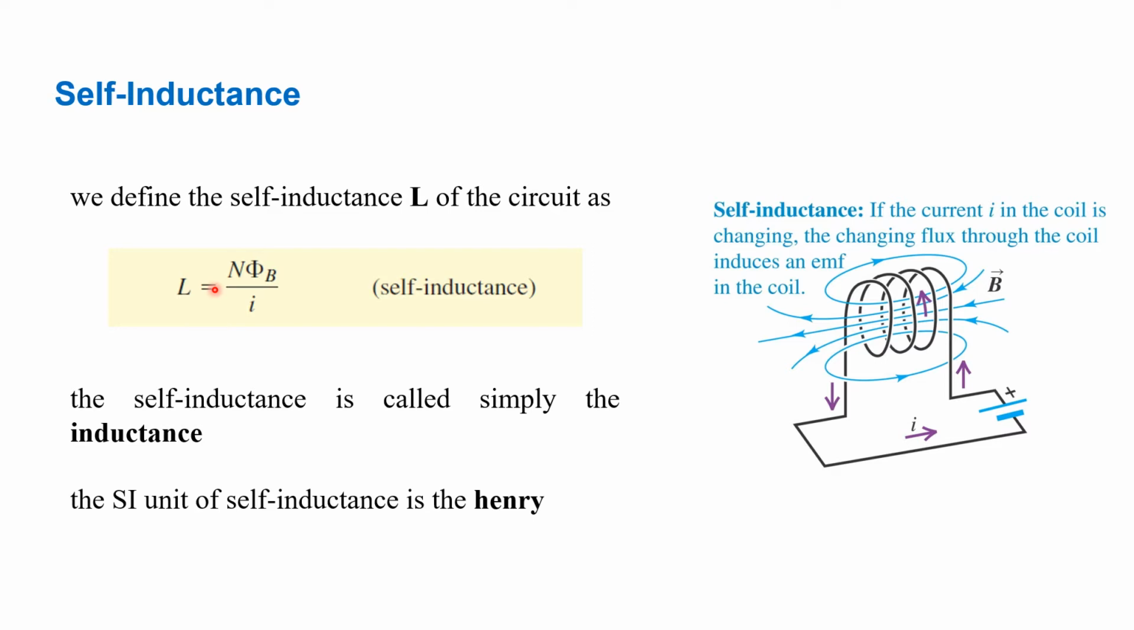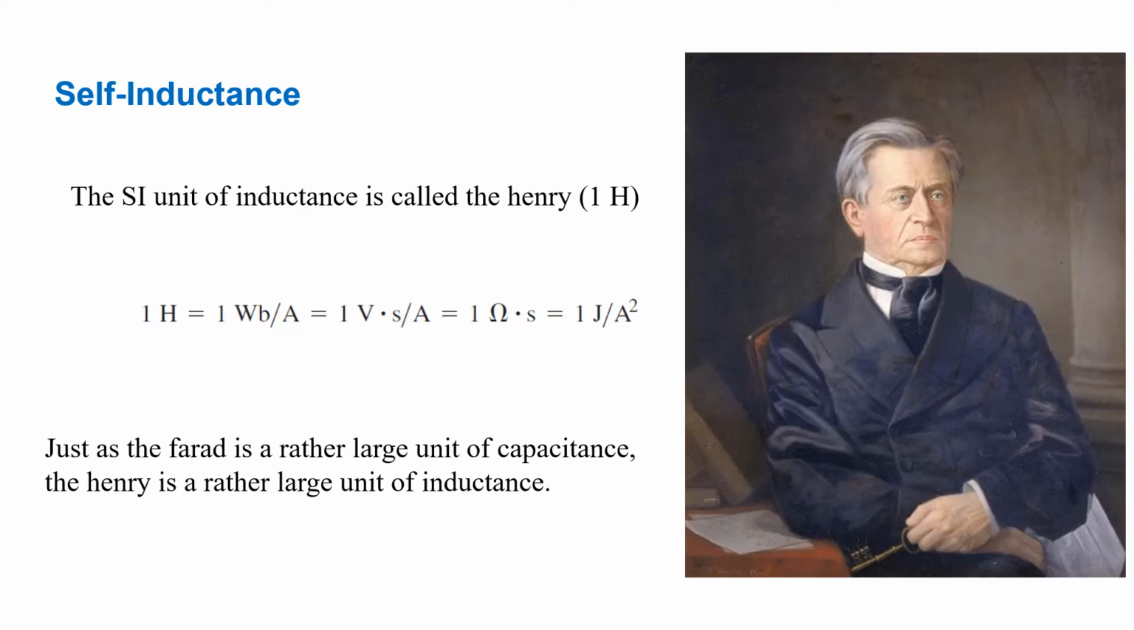The self-inductance is called simply the inductance, and the SI unit of self-inductance is the Henry. The SI unit of inductance, called the Henry, is named after Joseph Henry, the American scientist who discovered electromagnetic induction, along with another discoverer who independently also discovered electromagnetic induction, Michael Faraday. 1 Henry is equal to 1 Weber per ampere, or 1 volt second per ampere, or 1 ohm second, or 1 joule per ampere squared.